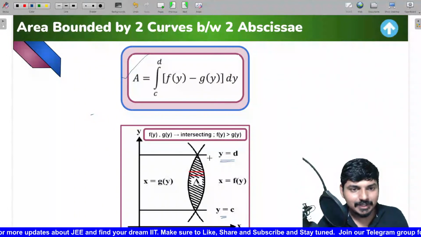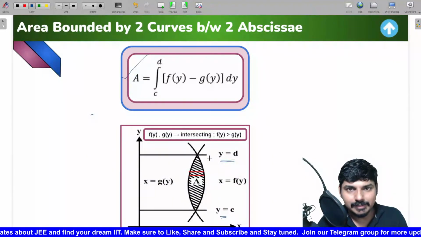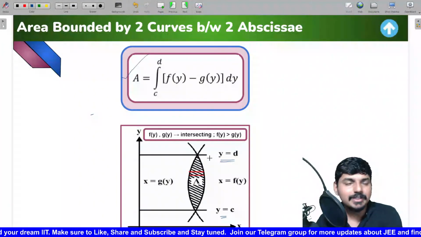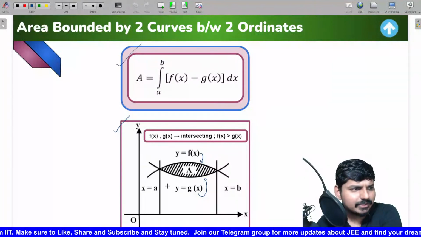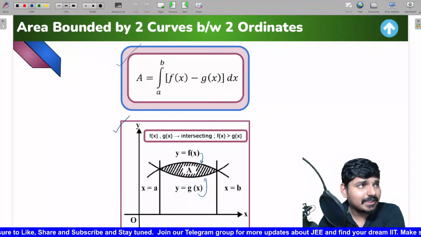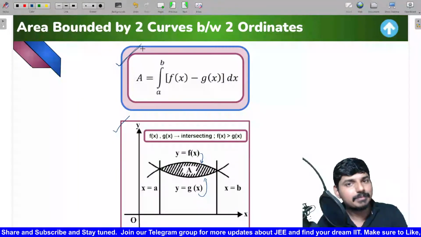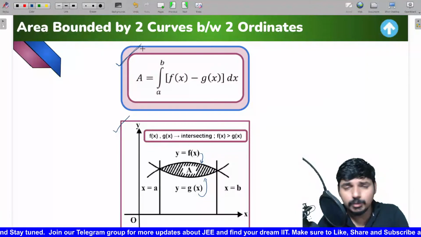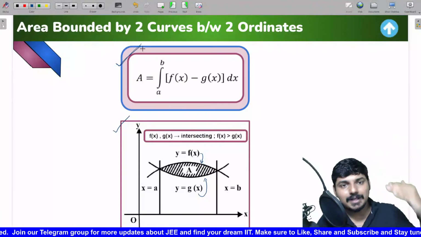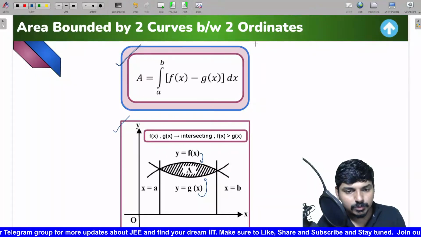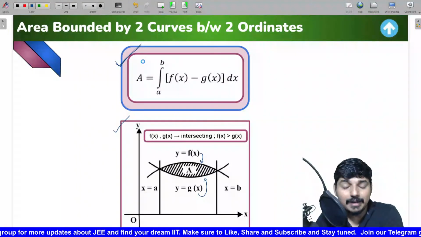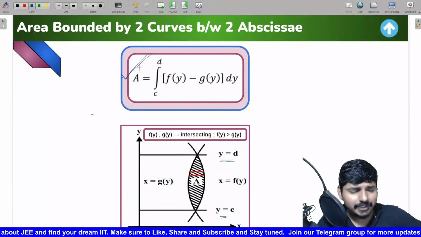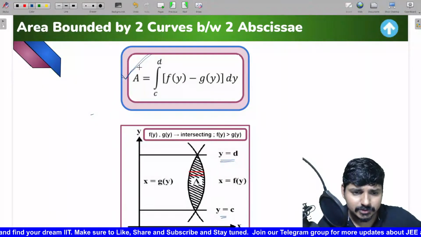Okay, anyone having any doubts? So how do we calculate the area bounded by two curves between two ordinates and two abscissa? This is going to be between the two ordinates x equal to a and x equal to b. This is the type of equation you're going to use, and always remember it is going to be between ordinates or between abscissa. The logic is going to be the same, that is upper minus lower. So between two ordinates you get this type of equation, and between two abscissa you will get this type of equation. I hope this is clear for all the students.